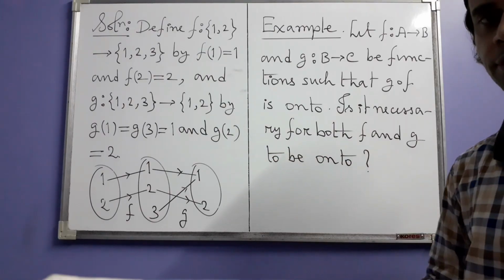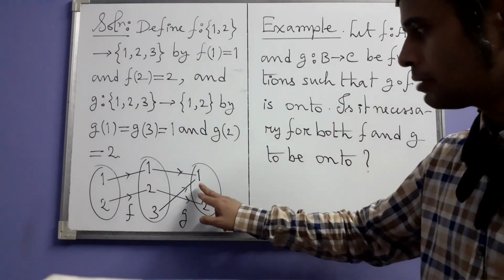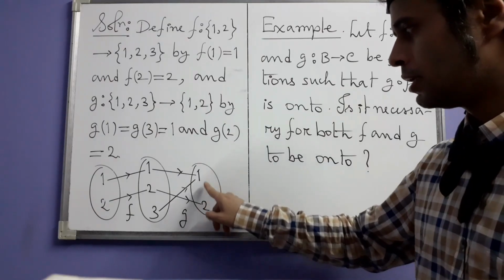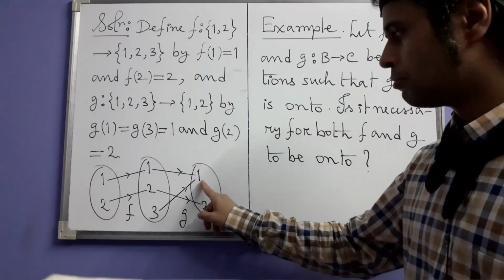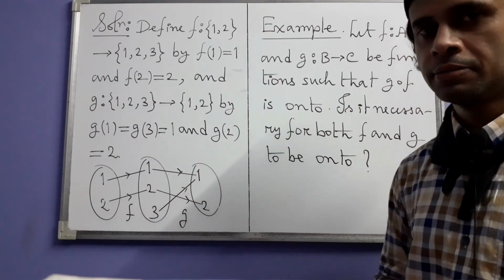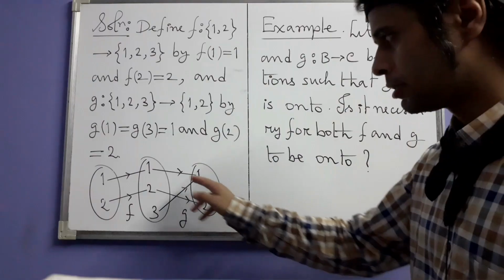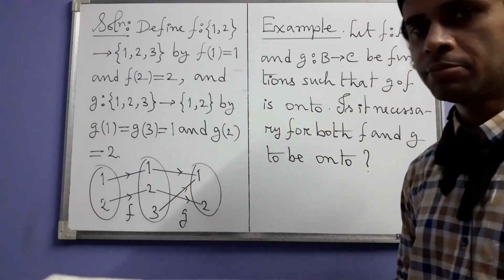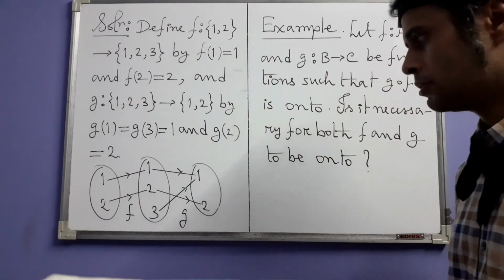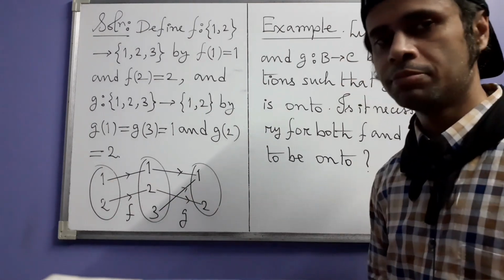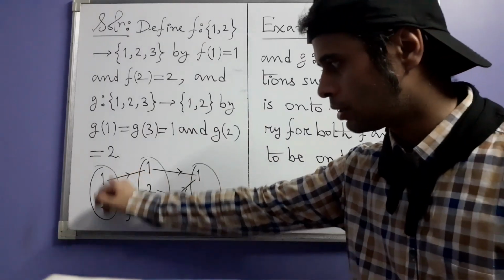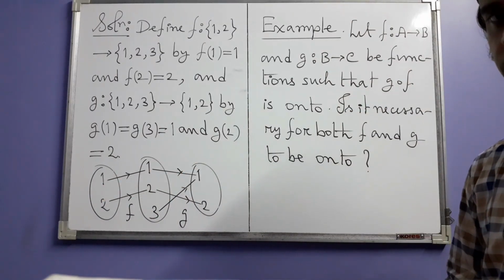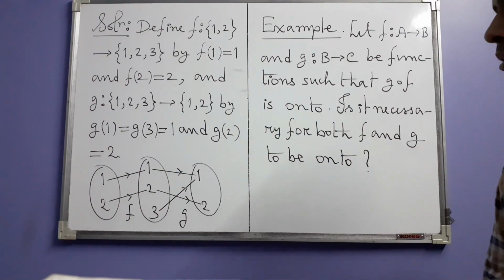Are f and g both onto? No. This time g is onto, because every element in the codomain of g is coming from somewhere in the domain of g. 1 is in fact coming from 2 places, although 1 place is enough, and 2 is also coming from 1 place. f however is not onto, because 3 is not coming from anywhere. 3 is not an image under f of any element from here. So it's not necessary for both the functions to be onto either, even when the composition is onto.